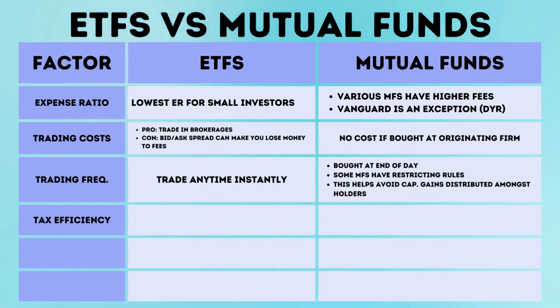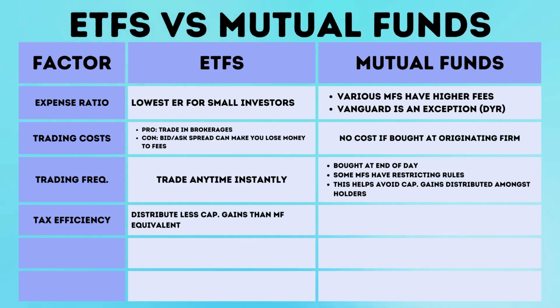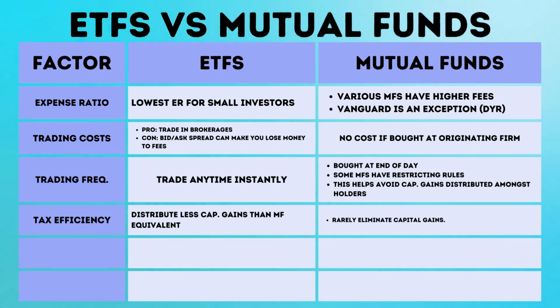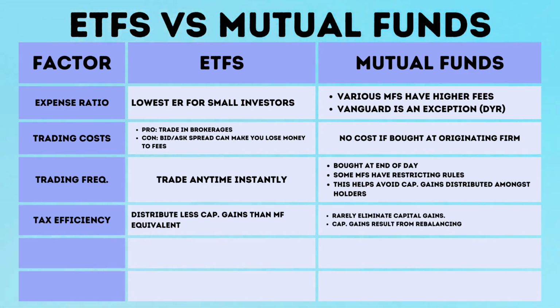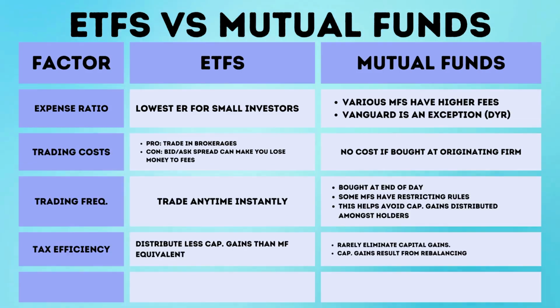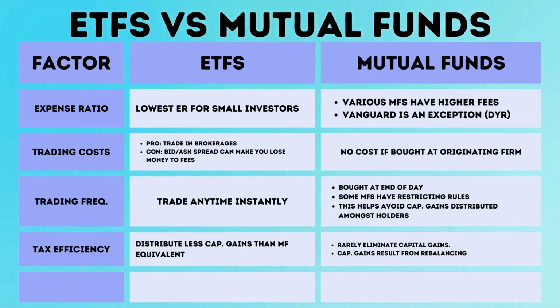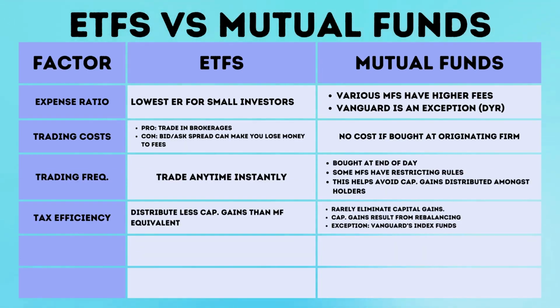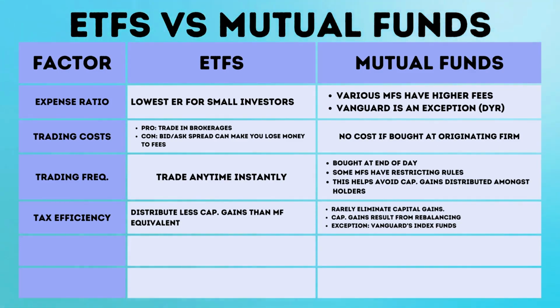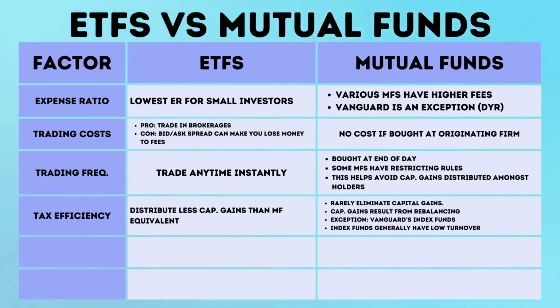The fourth factor is that with ETFs, they distribute less capital gains than the mutual fund equivalent. Whereas for mutual funds, they rarely eliminate capital gains. Capital gains is a result from rebalancing. When you have changes in the index that you're tracking, you need to rebalance, and those capital gains from the selling and the buying causes tax events. The exception is Vanguard's index funds. They are just as tax efficient as ETFs. Also, index funds generally have very low turnover, which limits the problem.